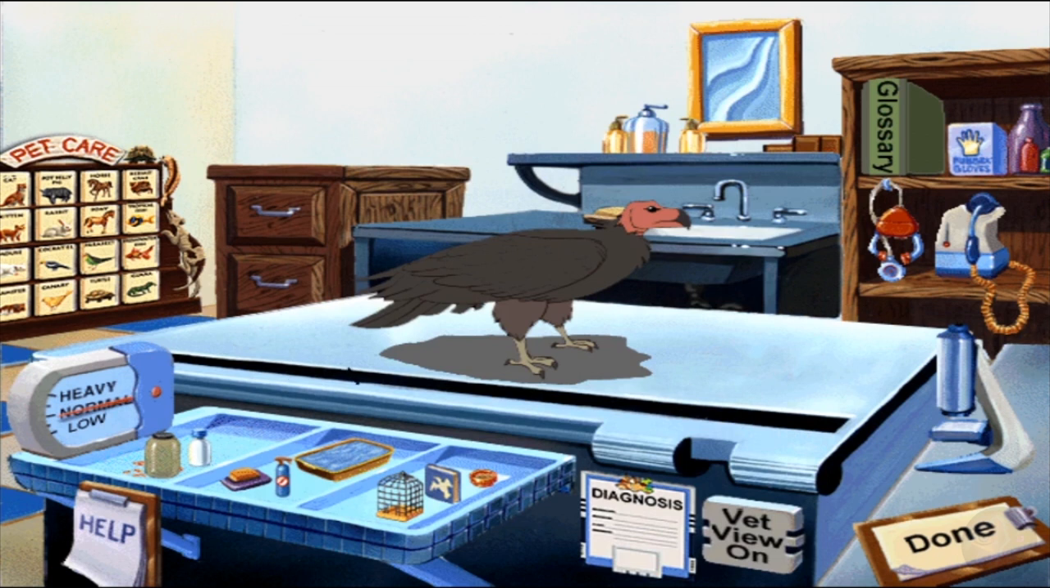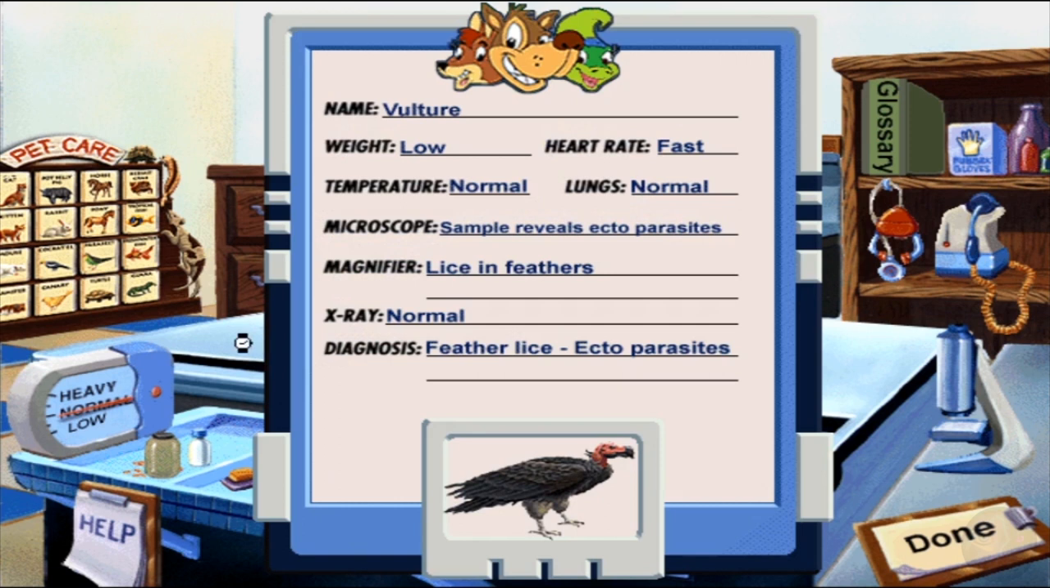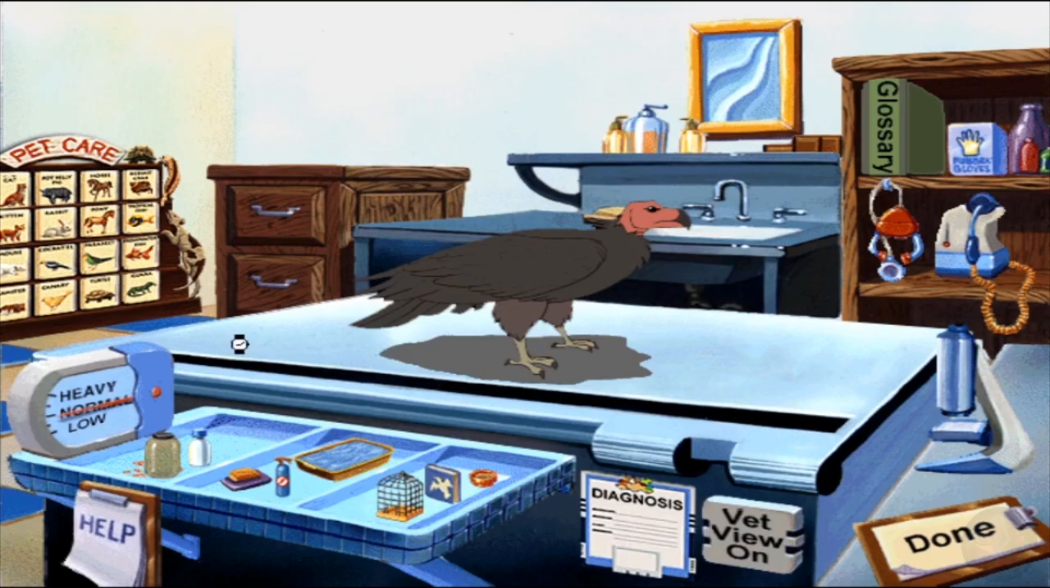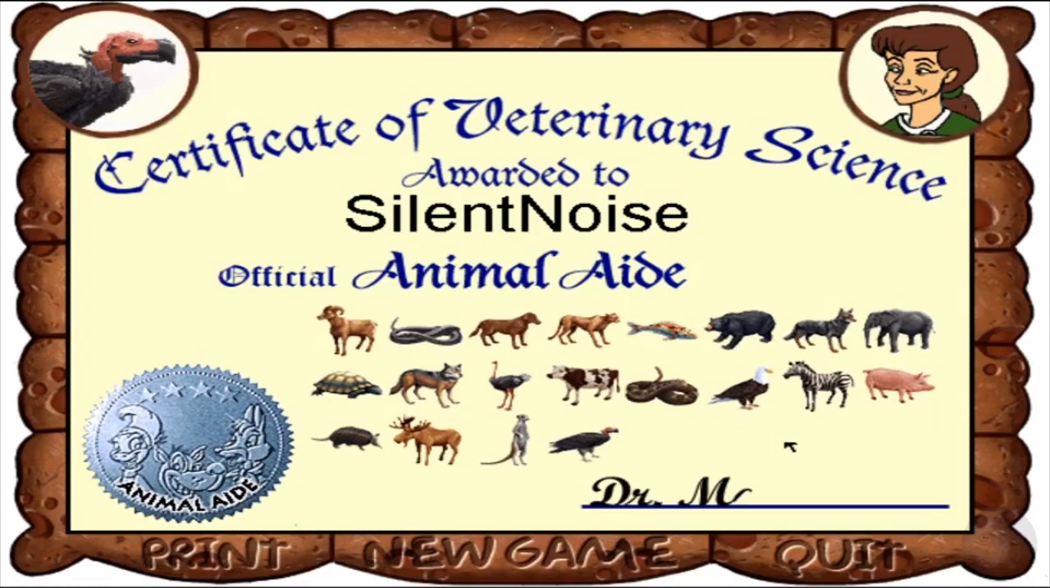Now that we know what the problem is, I will set up quality food, larger cage, disinfectant bath, delousing spray. Good choice. The disinfectant bath and delousing spray will kill off the lice. The vulture should be checked again in 2 weeks to be sure the lice are completely gone. Congratulations! You really earned this certificate.